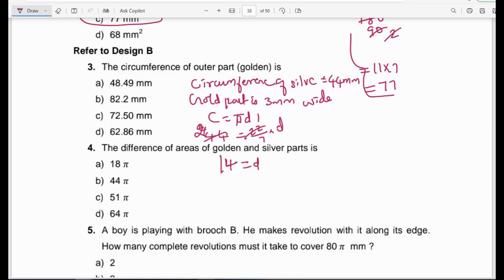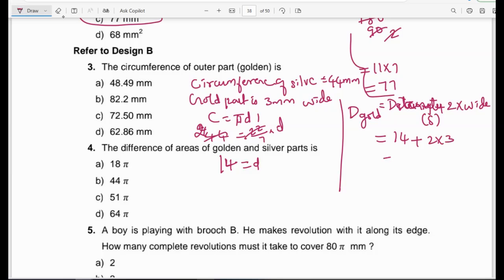Now we need to find the diameter of the gold. What will be the diameter of the gold? The diameter of gold will be equal to the diameter of silver plus 2 times the width. So 14 plus 2 times 3. So it will be 14 plus 6, which is 20 millimeter. So the diameter will be 20 millimeters.